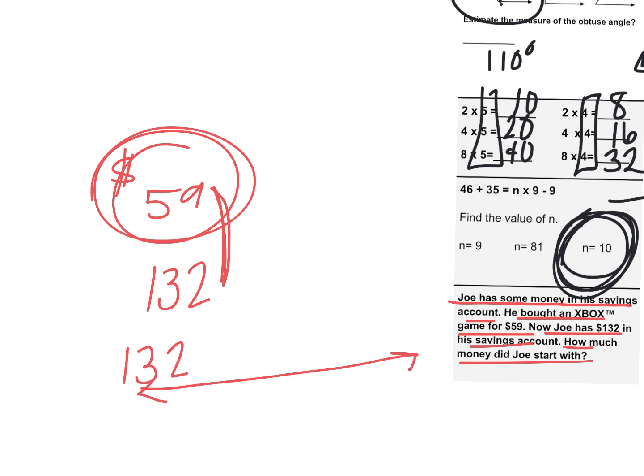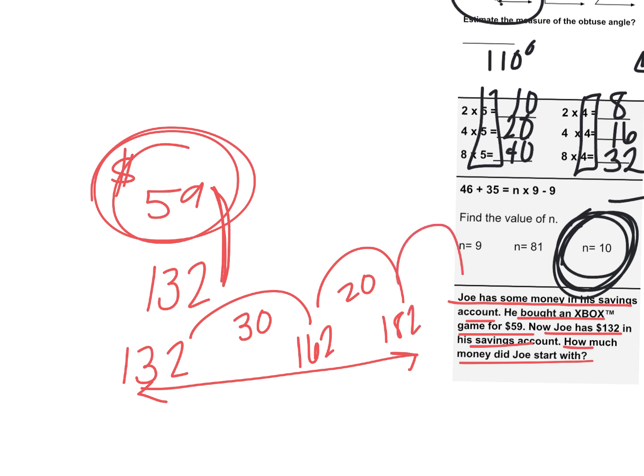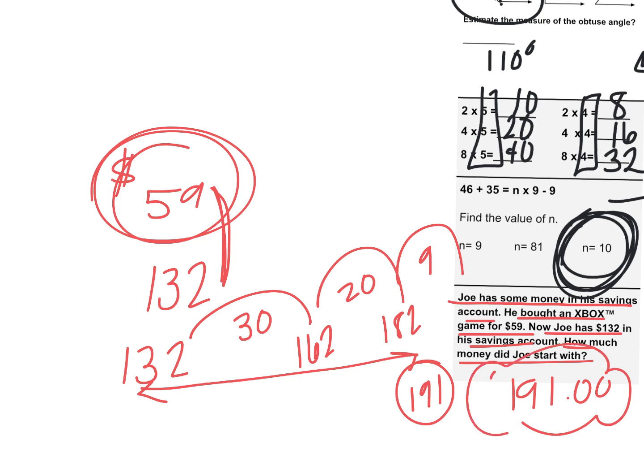and I add, take a little jump of 30, I land on 162. And now I take a jump of 20, and I land on 182. And then I take a jump of 9. I'm going to land on 191, which means that Joe started with $191 in his account.